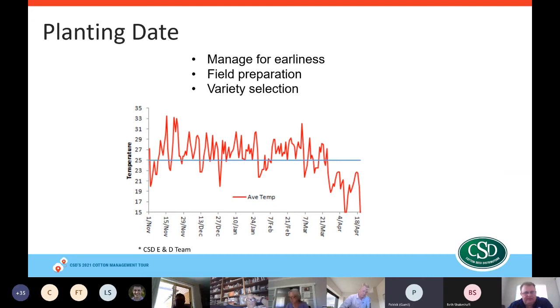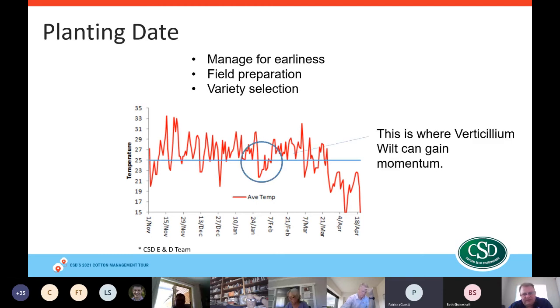So planting date is very, very important. We need to manage for earliness with this disease. Typically what we see is that when there's boll load pressure at the end of January and into February, if you do see a drop-off in temperatures, there can be a spike in the actual disease. We're heavily irrigating through this period too.